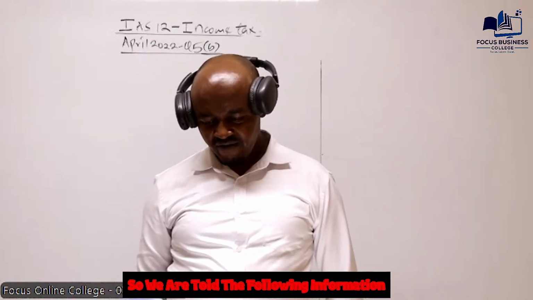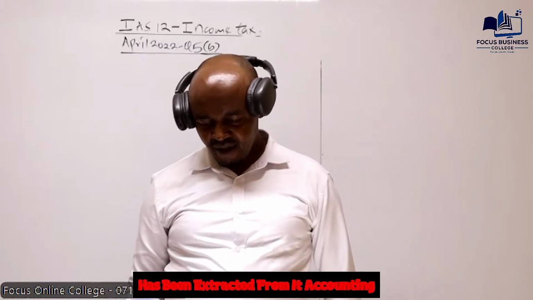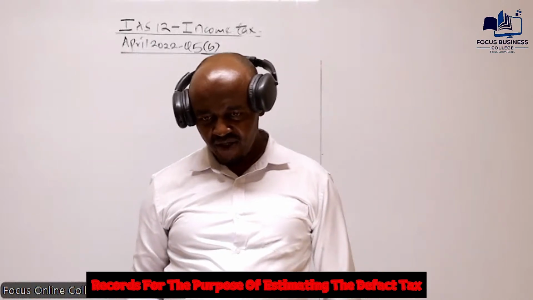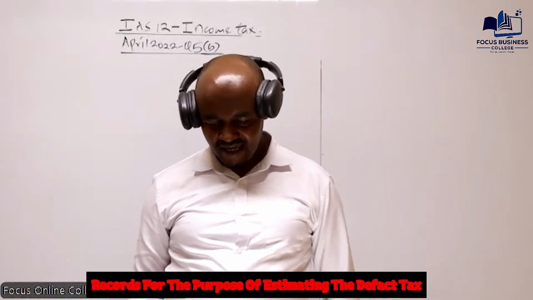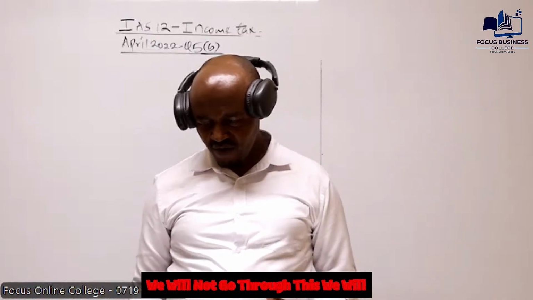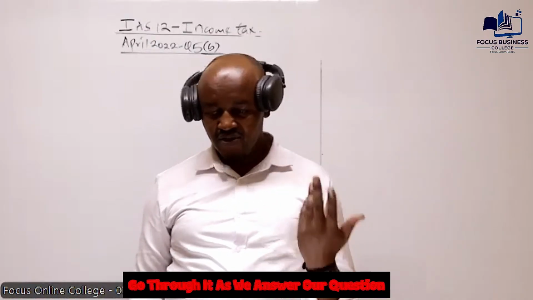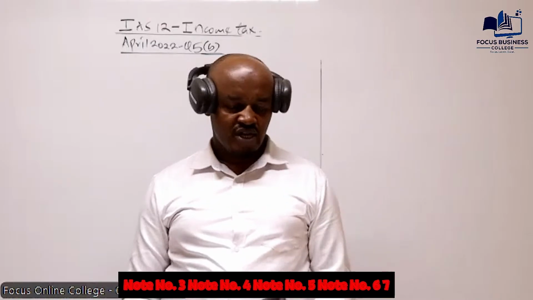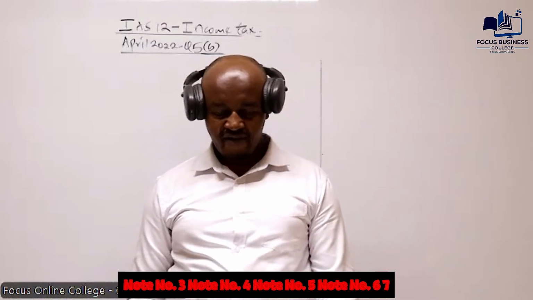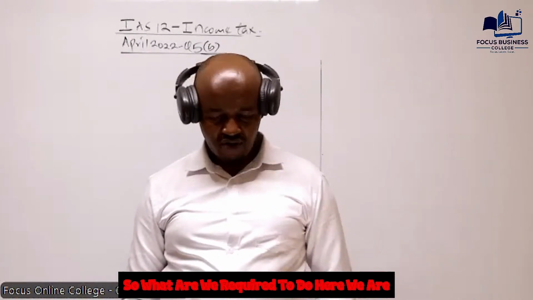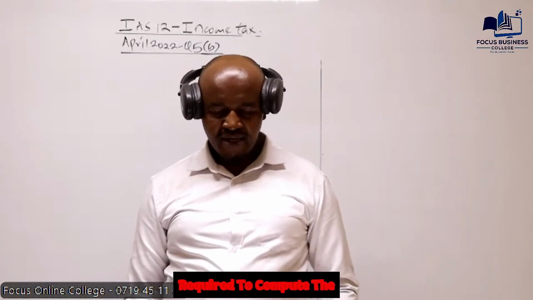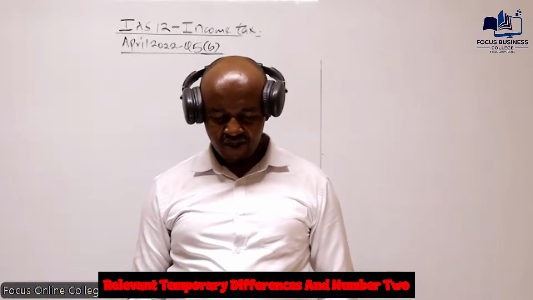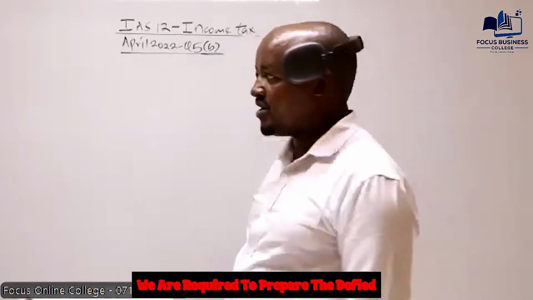So we are told the following information has been extracted from its accounting records for the purpose of estimating the deferred tax balances. We will not go through this now; we will go through it as we answer our question. So we have note number 1, 2, 3, 4, 5, 6, 7. What are we required to do here? We are required to compute the relevant temporary differences. And number 2, we are required to prepare the deferred tax account.